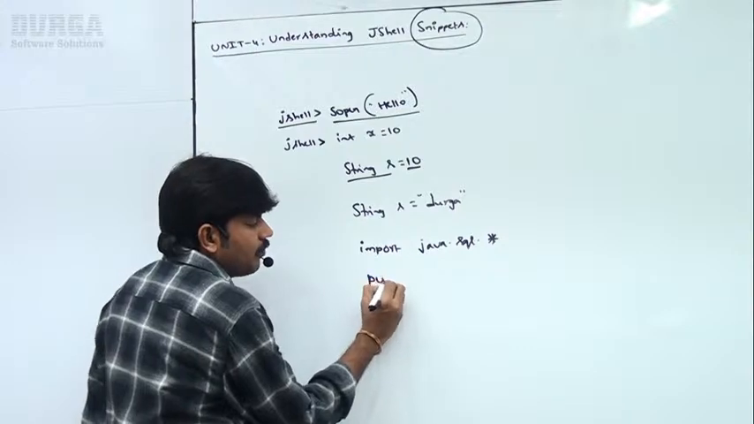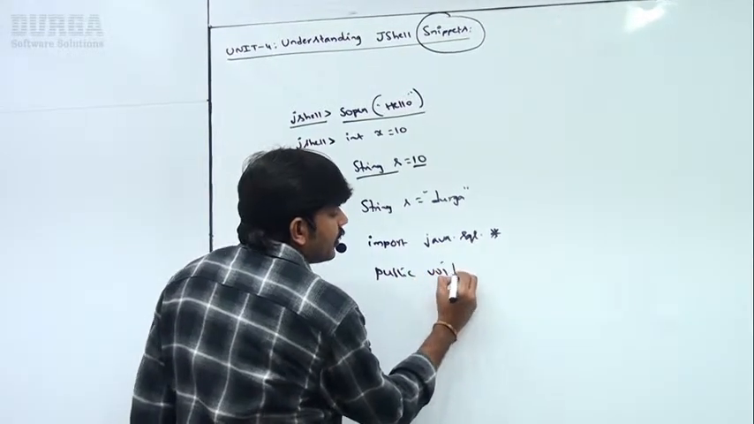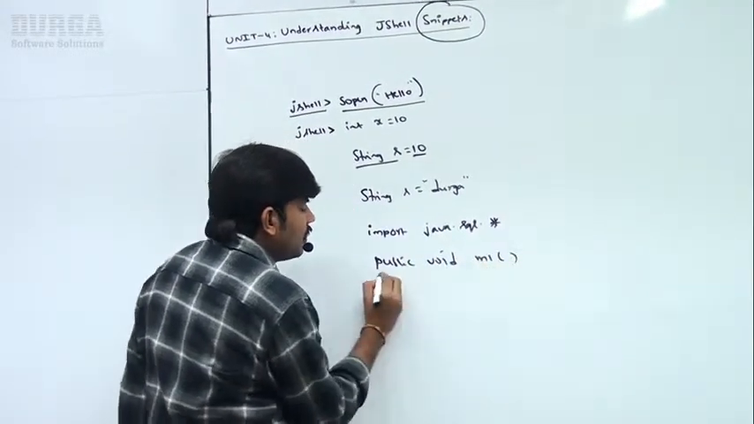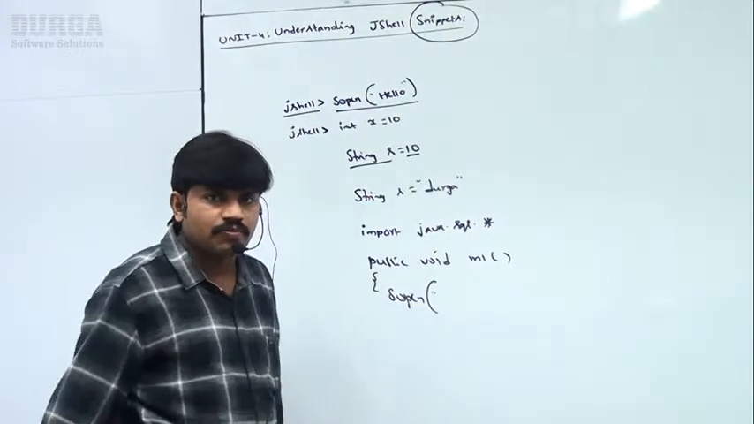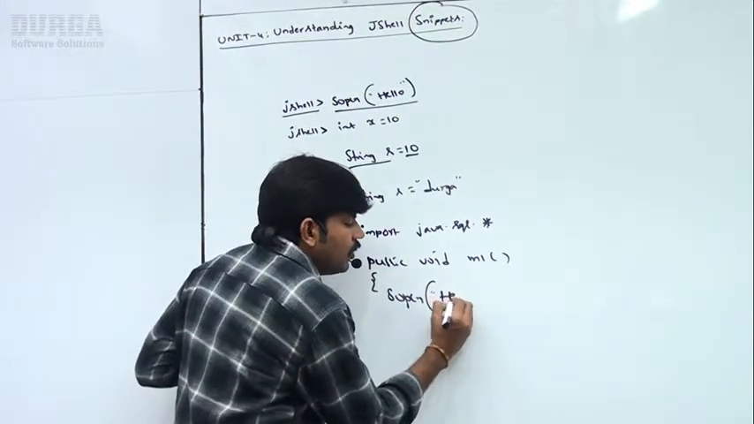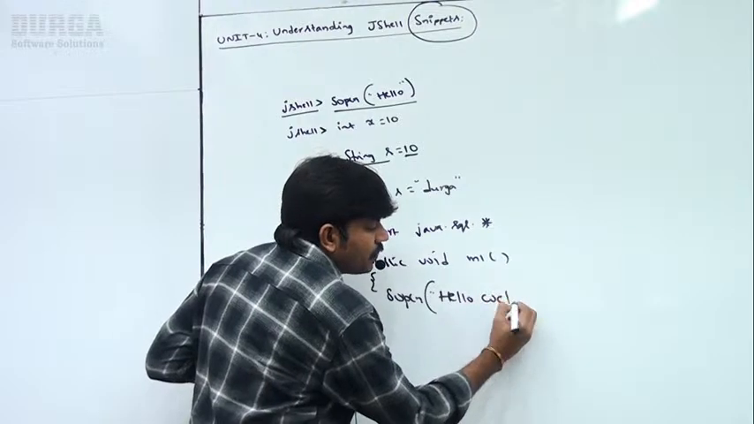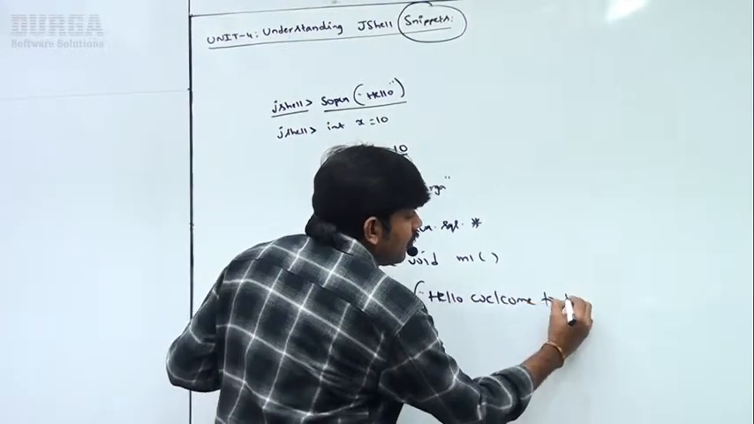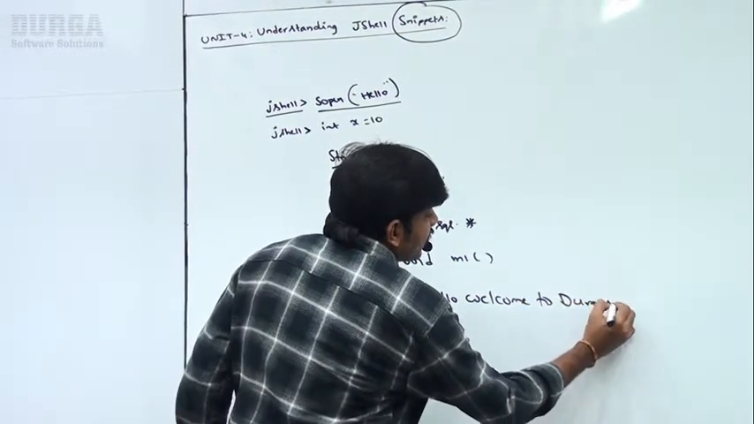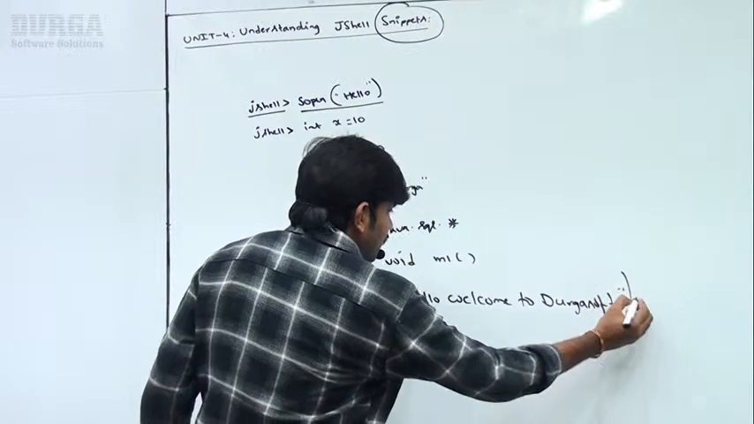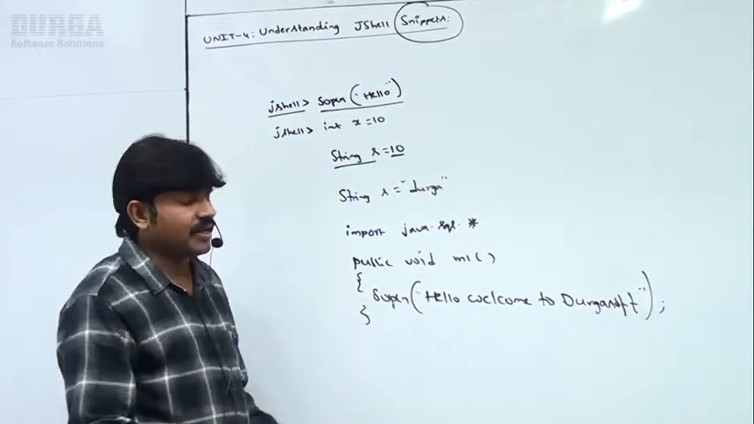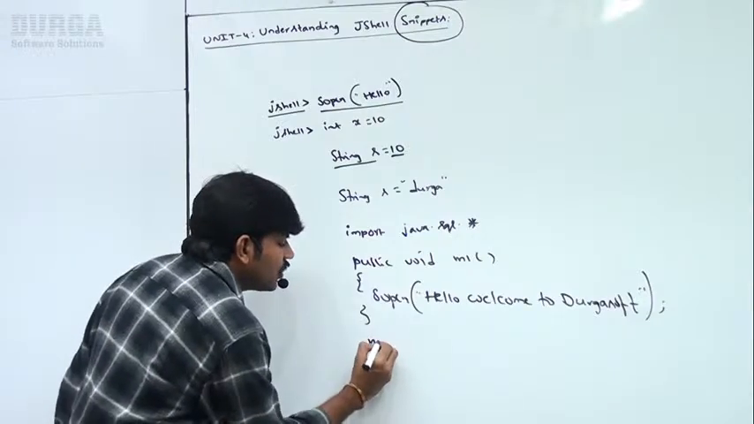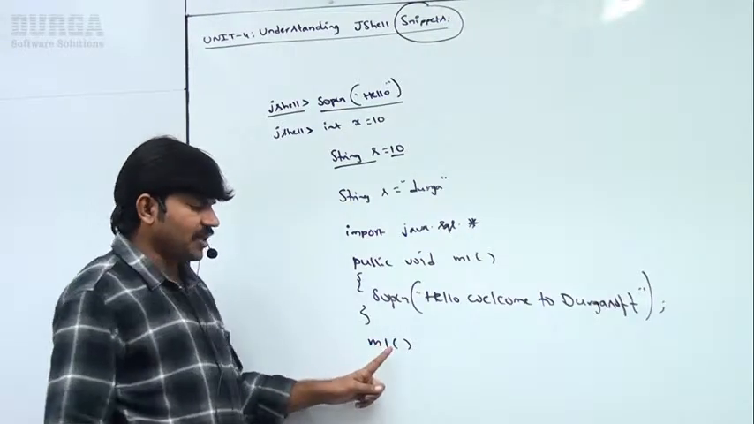Now I am taking a public void m1 method. System.out.println("Hello, welcome to Durga Soft"). Like this I am taking; that itself is another snippet. I want to call this method, so I am taking m1(); that itself is another snippet.